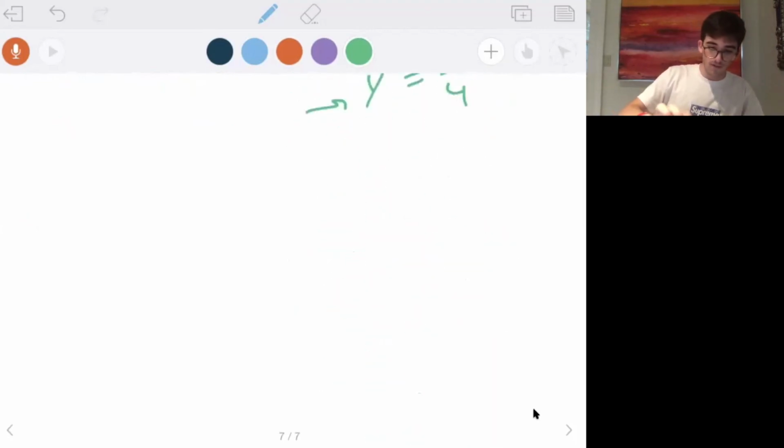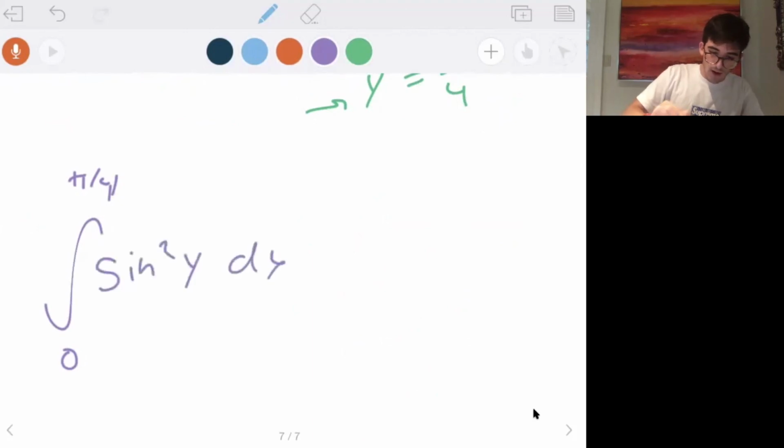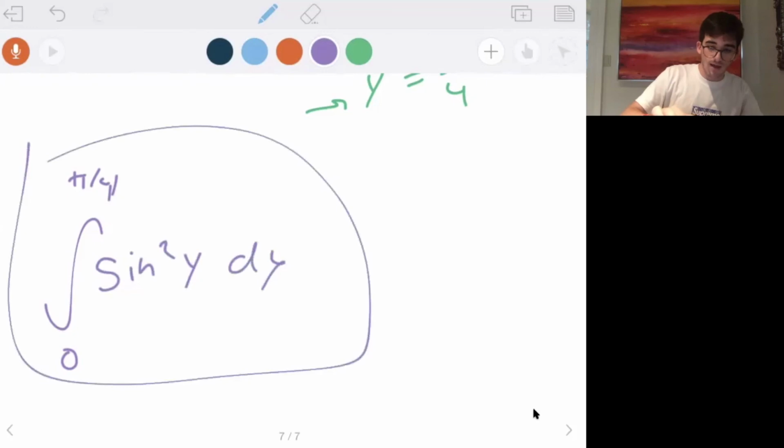Put it all together, and we get the integral from 0 to pi over 4 of sine squared y dy. Fortunately, they don't ask us to actually evaluate that because that would have been a whole lot more work. They just ask you to rewrite the integral.